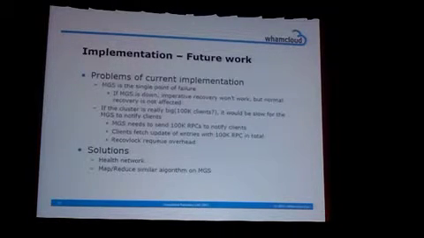Okay, so this is a glimpse of imperative recovery, and there are some problems with the current architecture. First of all, MGS is a single point of failure. If the MGS is down, IR won't work anymore. But standard recovery is not affected.